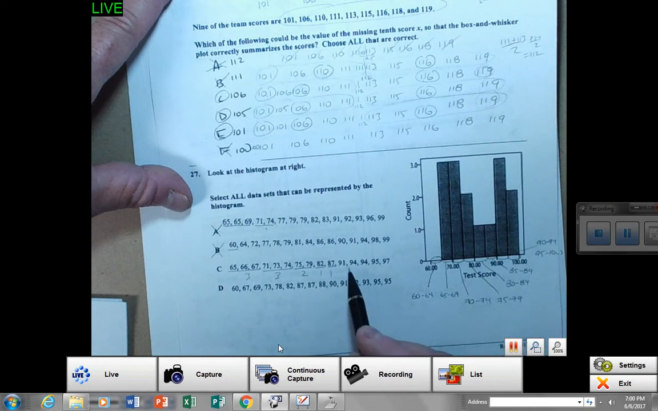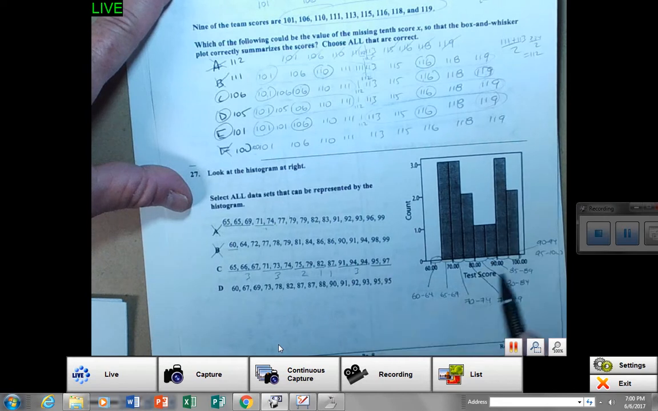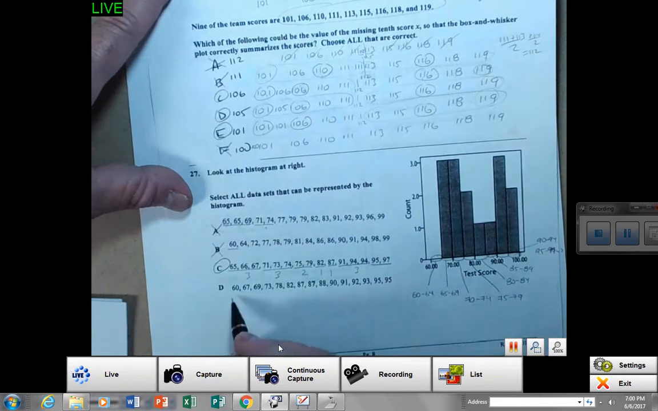91 to 94, looks like I have 3 of those from 91 to 94 right here. I'm sorry, 90 to 94. 3 of those. And my last 2, 95 to 99 right here. That goes up to 2 of those. So 95 to 99 right there. So that one is good. This one again, because I have a 60 and there's nothing showing in that range, that one is bad.